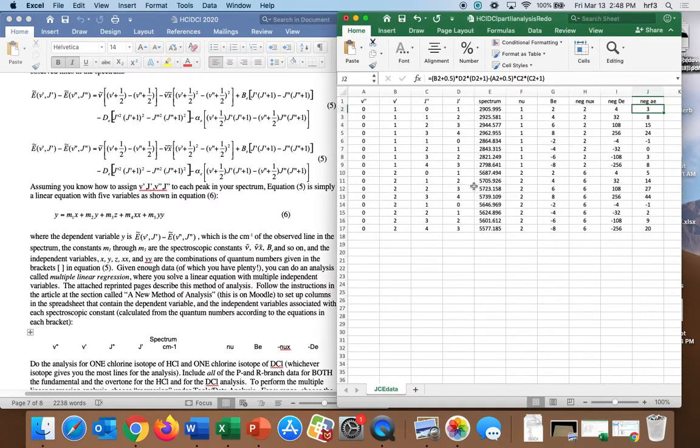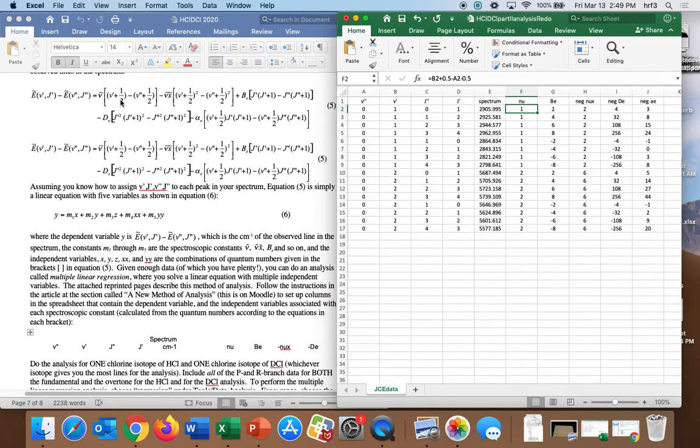So this is what the spreadsheet ends up looking like, and I just took these values from the data from the Journal of Chemical Education. Your values will be a little different for your actual experimental data. But since you have each peak labeled, you'll put in your different vibrational quantum numbers, your rotational quantum numbers, for the two different branches, so J going up and down, and then you'll have your actual peak positions, and then you have to calculate the coefficient for nu.